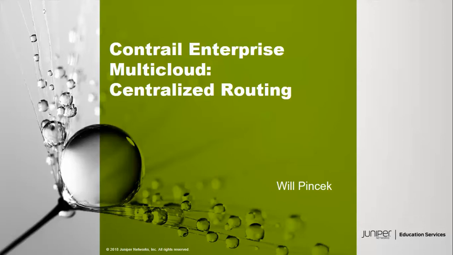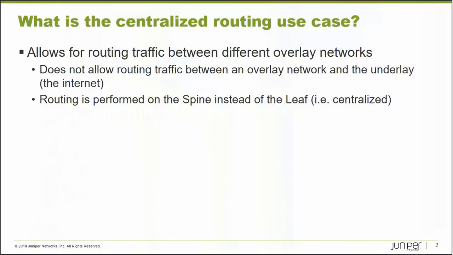I'm going to do a learning byte here on Contrail Enterprise Multicloud, specifically the fabric management features of doing centralized routing. So what is centralized routing? This is the ability to allow routing of traffic between different overlay networks, between different Contrail overlay networks. It does not allow by itself the routing of traffic between an overlay network and the underlay or the internet, for instance. It's only between these private VXLAN segments.